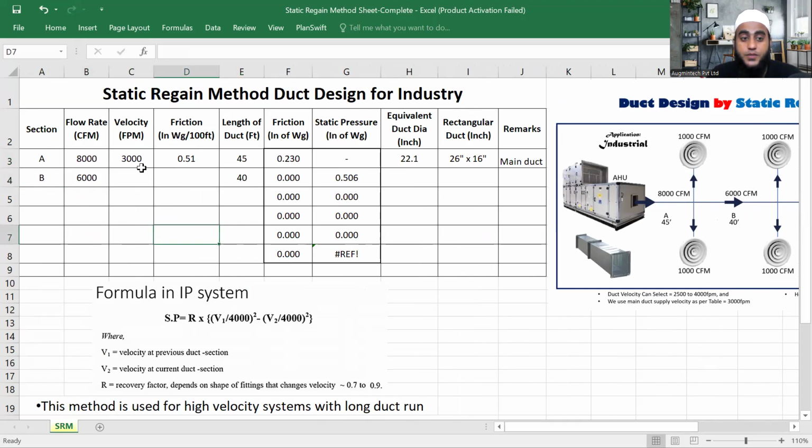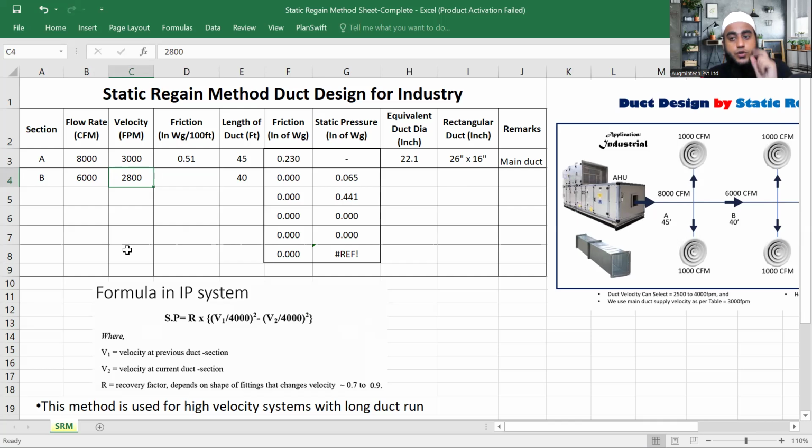But here the problem is how much velocity we have to select. In the main duct at the start we considered 3000, but gradually the velocity will reduce when you go far away from the AHU. So how much velocity do we have to consider? Just as an example, I'm reducing the velocity and taking 2800. Now you have to check it: for 2800 FPM velocity, is the velocity which we have taken correct or not? How will you get the idea? Is 2800 velocity in section B correct or not?